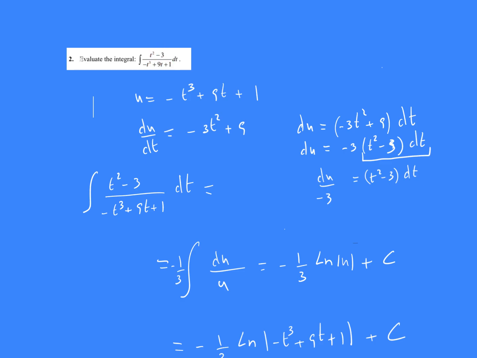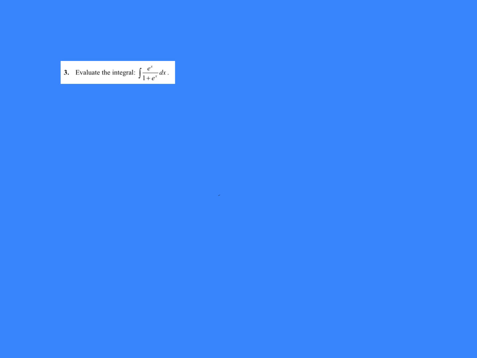Okay, next problem. Now, this problem is also substitution. If I name u the denominator, 1 plus e to the x, the derivative of u will appear in the numerator. So let's do it. u is 1 plus e to the x. The derivative of u with respect to x will be, the derivative of 1 is 0, the derivative of e to the x is e to the x, so du is e to the x dx.